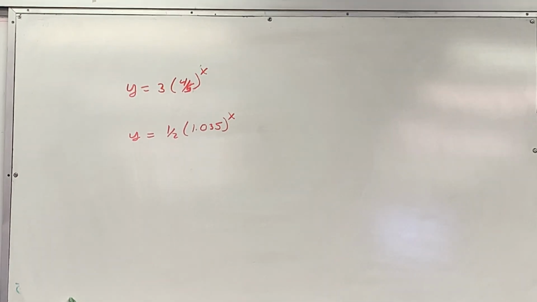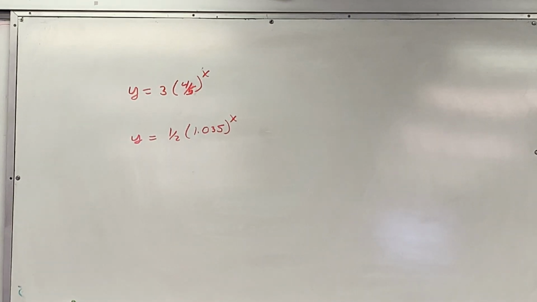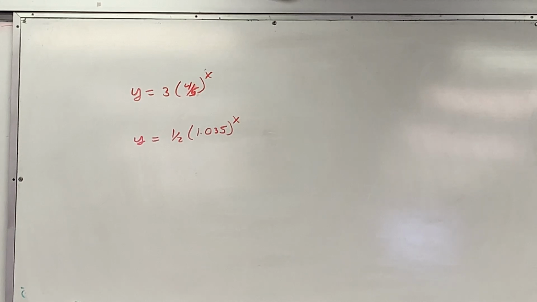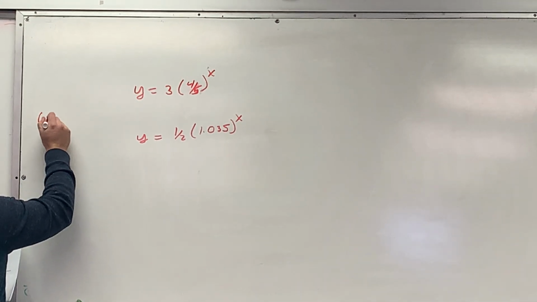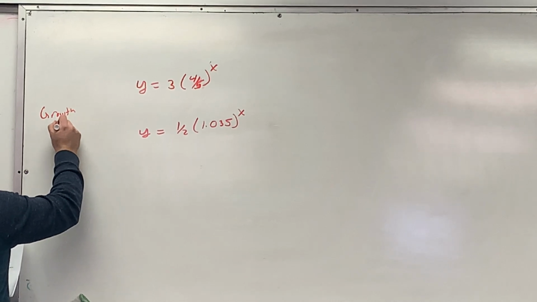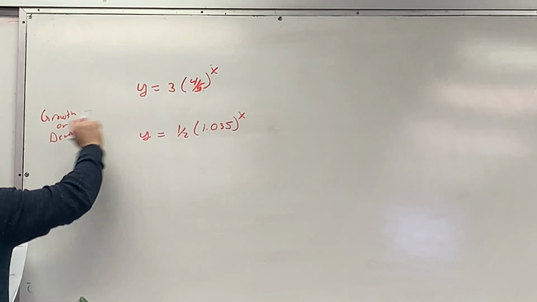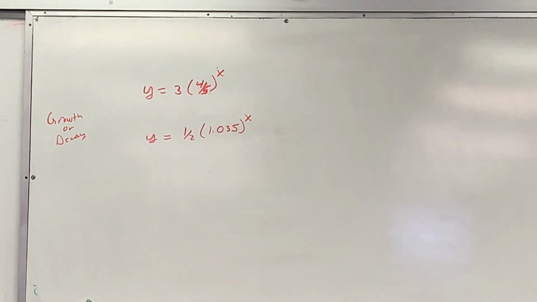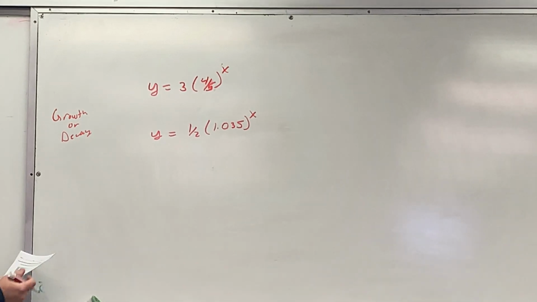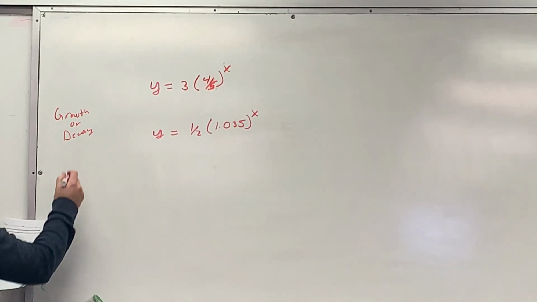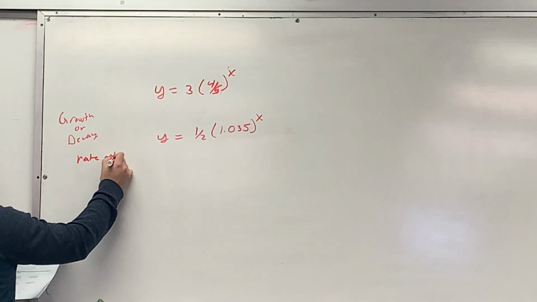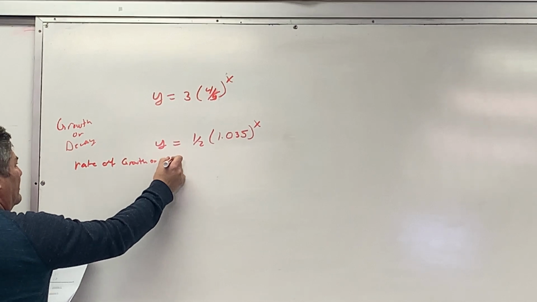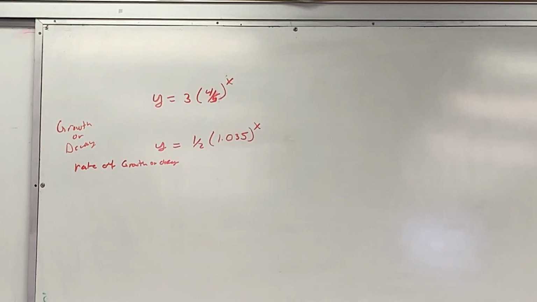This one just says, tell me if it's exponential growth or exponential decay. Is it growth or decay? Okay, it's going to have questions like that. Is it growth or decay? And then the second thing it's going to ask you is, by what percentage is it growing or decaying? Or what is the rate of growth or decay? Okay. All right. So what equation are we using?